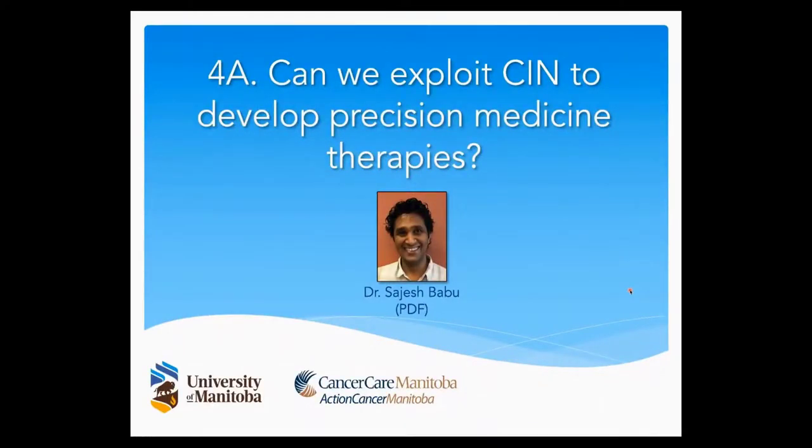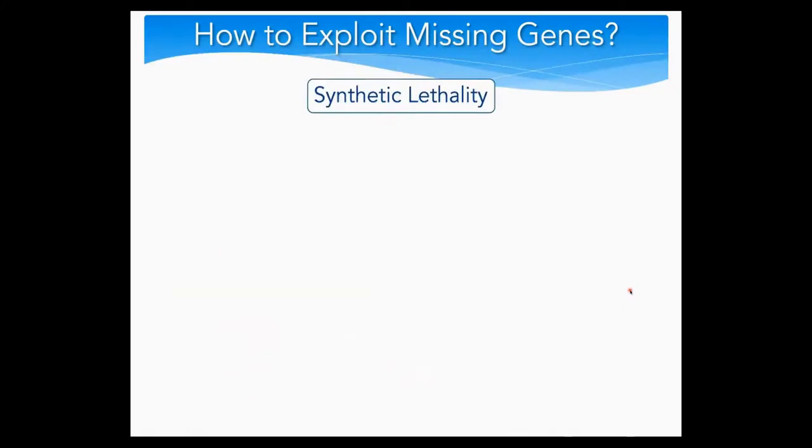So having identified those CIN genes, the next and final vignette is really broken into two. The first part is, can we exploit defects in those CIN genes to develop precision medicine therapies? And so this really begs the question, how exactly do you exploit genes that are missing or underexpressed? This is done through a concept that's well understood in cancer now that certainly was born out of model organisms like yeast, and it's referred to as synthetic lethality. Synthetic lethality is defined as the lethal combination of two independently viable mutations.